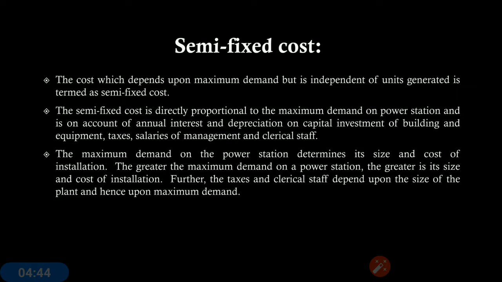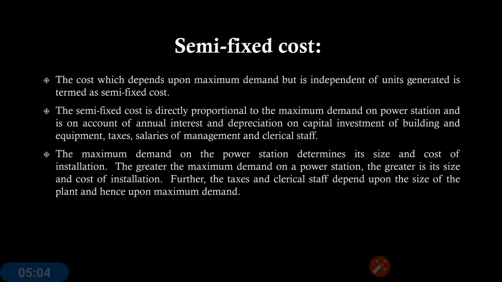Various taxes that have to be paid to the government also come in semi-fixed cost. The salaries of management and the staff recruited for the operation of the plant come under the semi fixed cost.